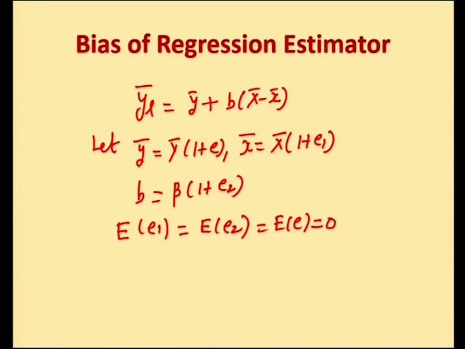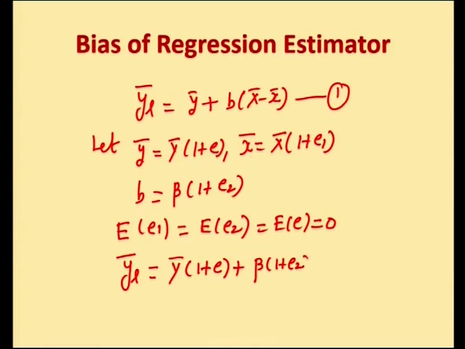Now, substituting the values of y bar, x bar and b in 1, we get YL bar is equal to, for y bar it is capital Y bar into 1 plus e, plus, for b it is beta into 1 plus e2, into capital X bar minus, for small x bar it is capital X bar into 1 plus e1.